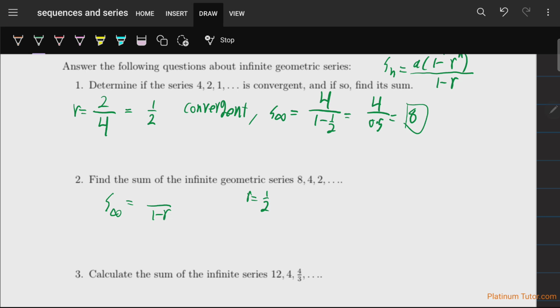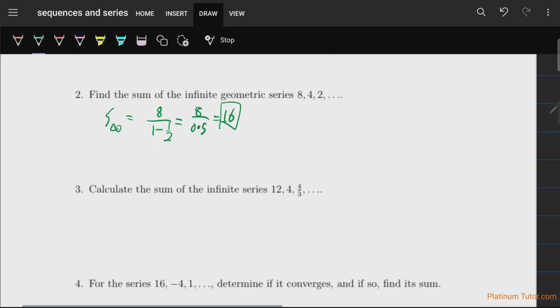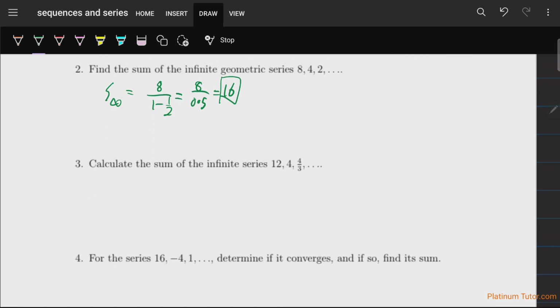And so the sum here will be A, which is 8, over 1 minus R, and our common ratio is 1/2. And so this will come out to 8 over 0.5, or 16. So the sum is 16. Let's try the next one.